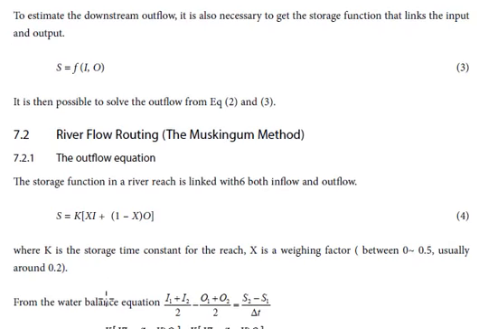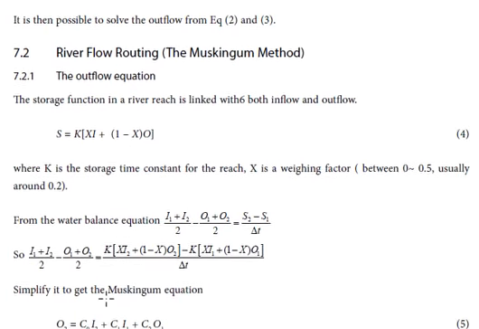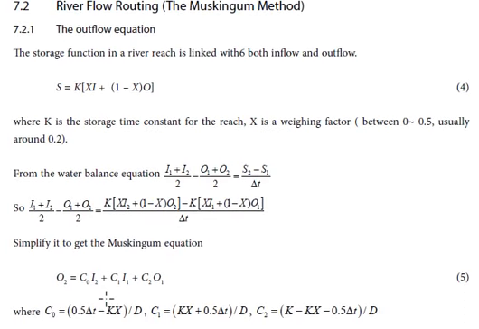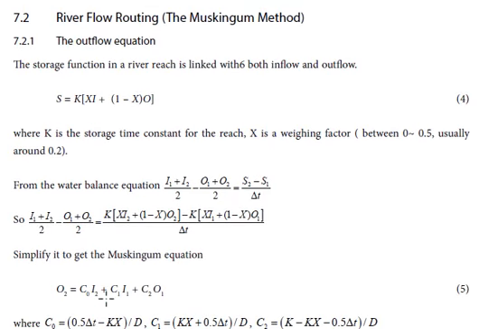To estimate the downstream outflow, it is necessary to get the storage function that links the input and output. So here comes the Muskingum method. The storage function in a river reach is linked with both inflow and outflow. S is equal to K times X into inflow plus 1 minus X into outflow, where K is the storage time constant for the reach and X is the weighting factor, which is around 0.2.